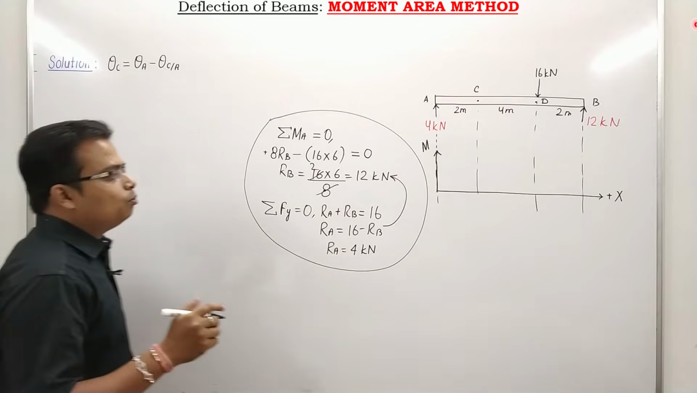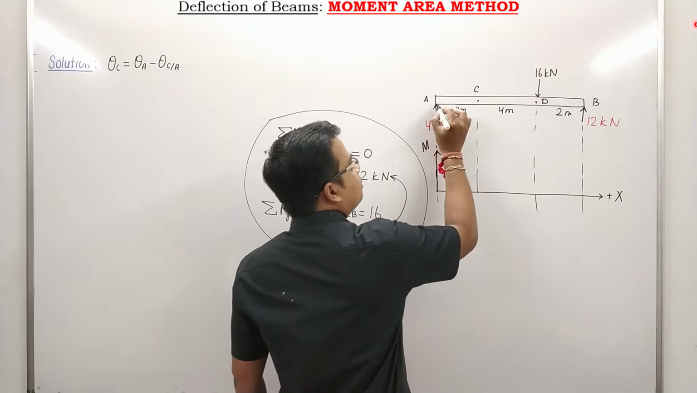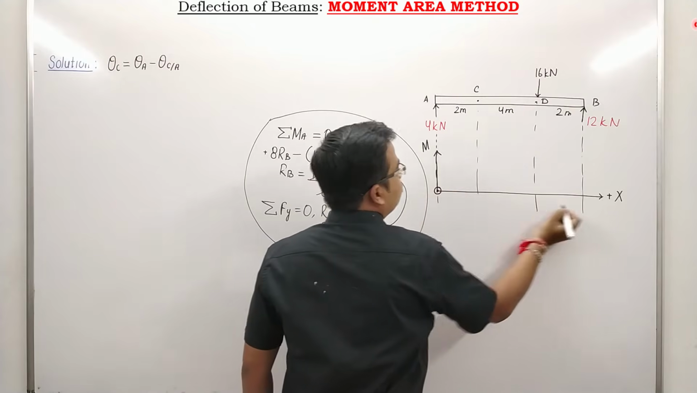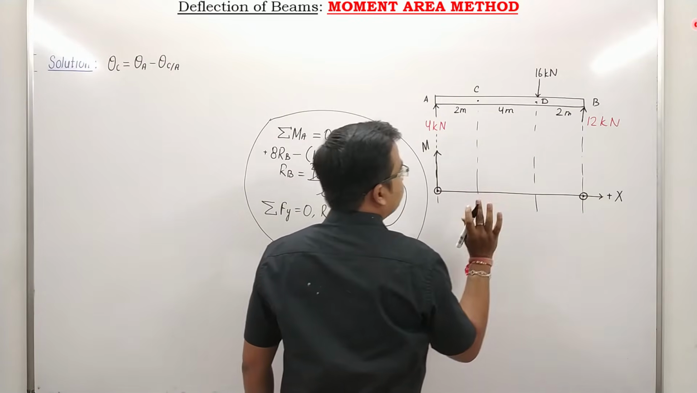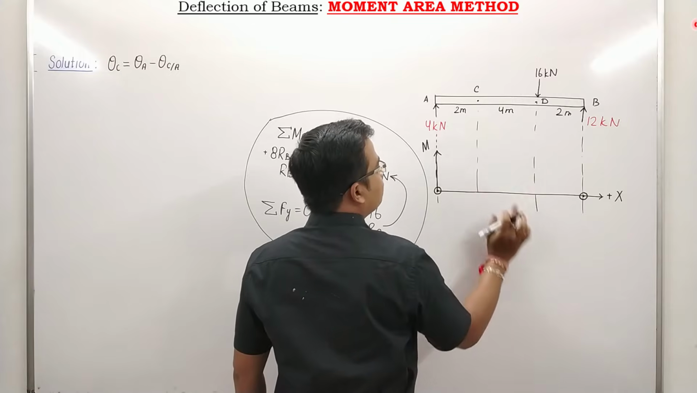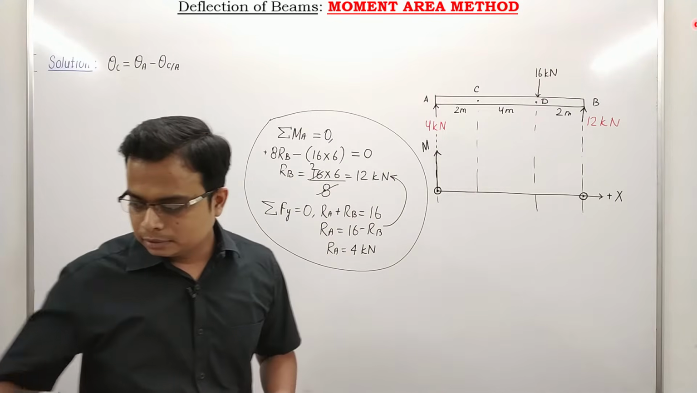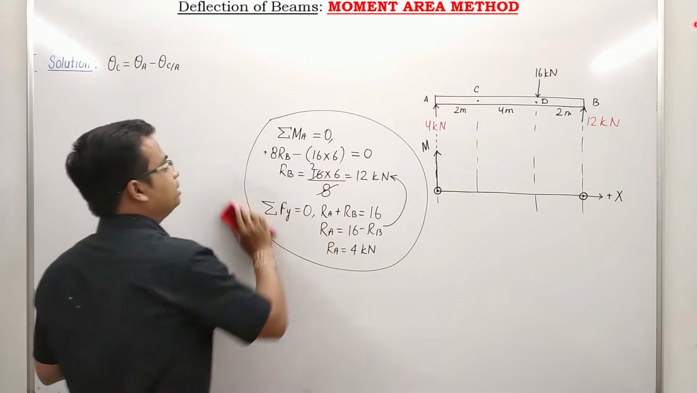Anyway, if you have to do moment calculation, you can clearly see you have a support A, you have support B. So for a simply supported beam, at the supports the bending moment is 0. You just need to work out the moment at C, you just need to work out the moment at D. Okay, how to do that? Let us proceed now.